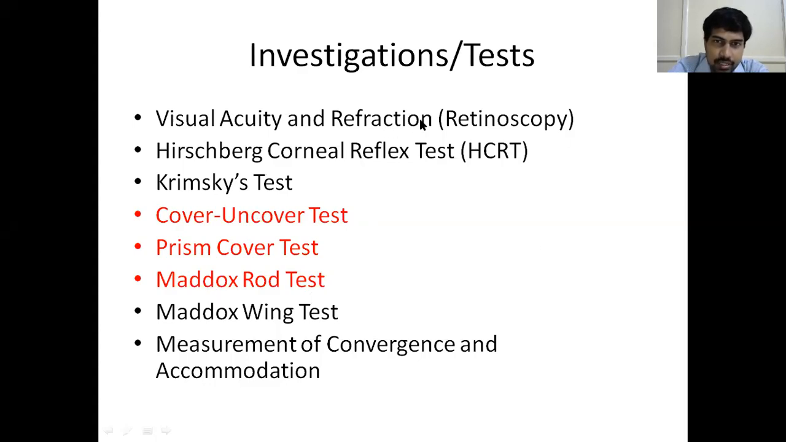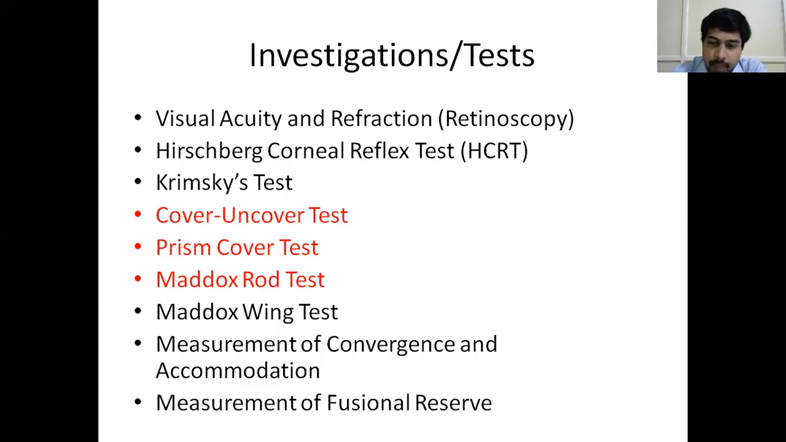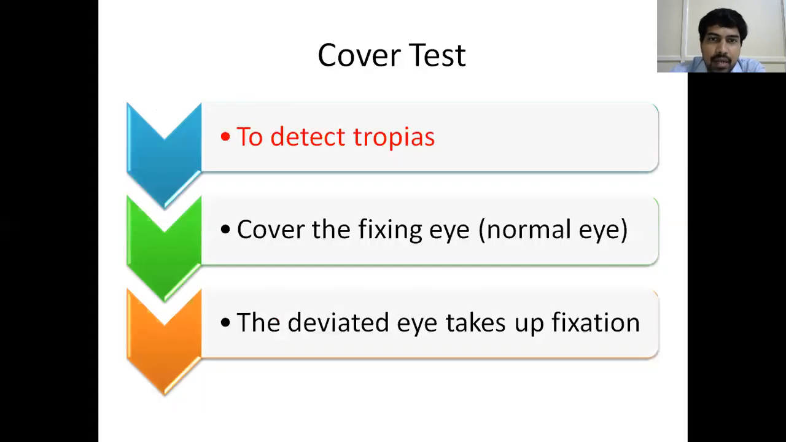Visual acuity and refraction will be dealt with in the refractive errors class. HCRT, we will see today or tomorrow's class. And then cover uncover test and Maddox rod test. So Maddox rod, cover uncover, and Hirschberg's corneal reflex test. For your level, these three things at least you have to know thoroughly. Okay? Measurement of fusion, reserve, accommodation, all that are not required, and most of them also don't do in practice.